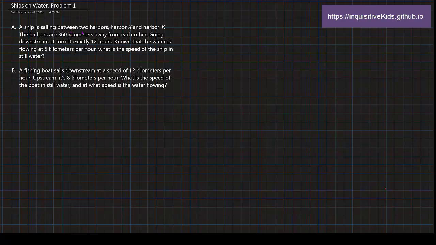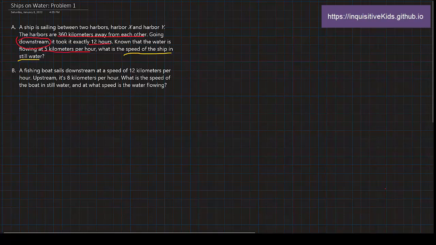A ship is sailing between 2 harbors, harbor X and harbor Y. The harbors are 360 kilometers away from each other. Going downstream, notice it's downstream, not upstream, it takes exactly 12 hours. It is known that the water is flowing at 5 kilometers per hour. So what is the speed of the ship in still water? And I'm going to highlight the question as well.